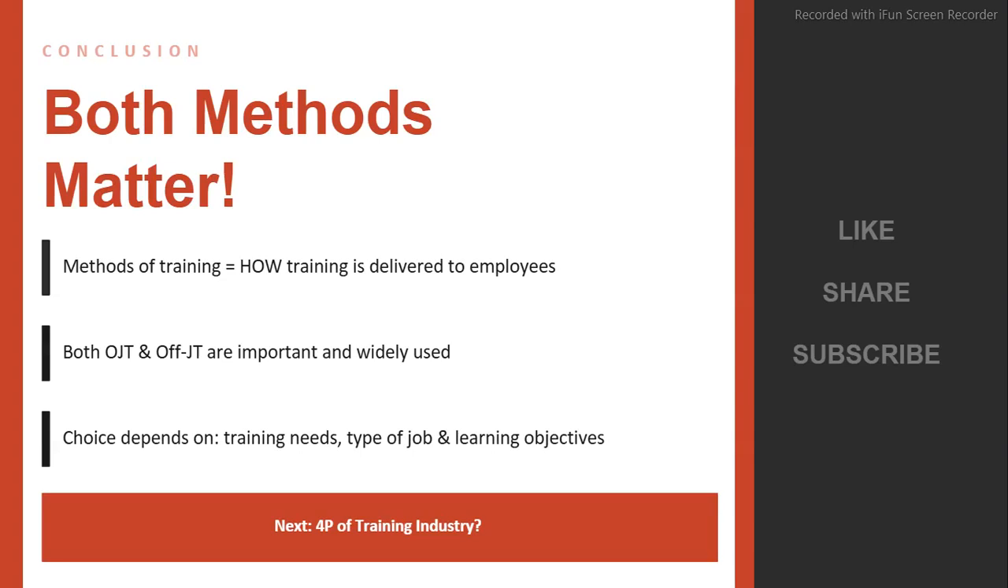So in conclusion, these are the main methods of training used in the industry. In simple terms, methods of training explain how training is delivered to the employees. Both methods are important and useful based on the training needs, the types of job, and the learning objective.